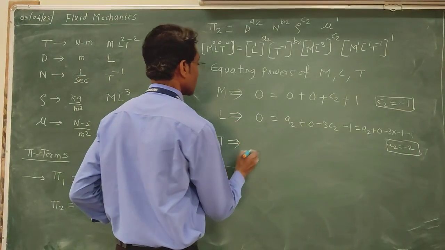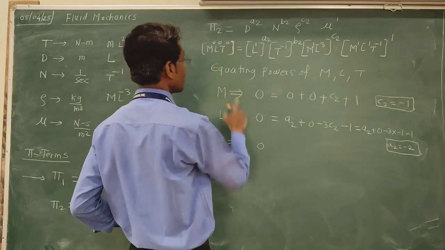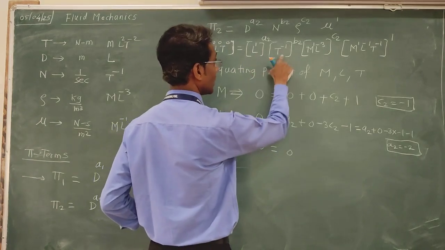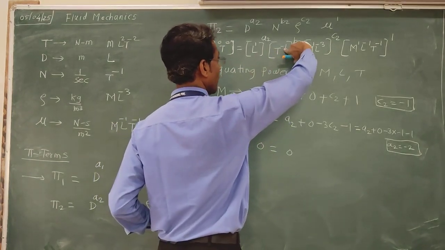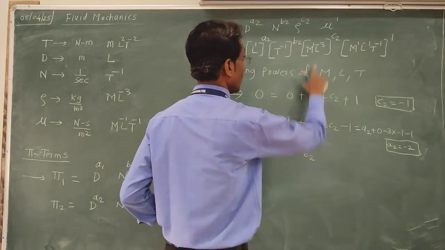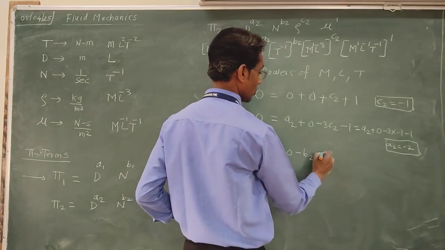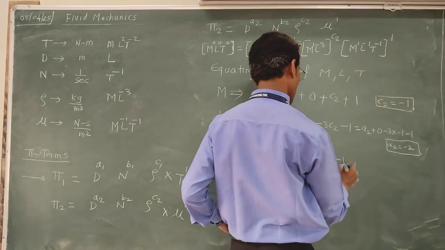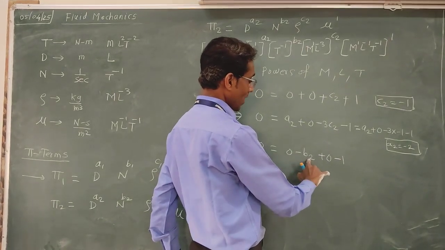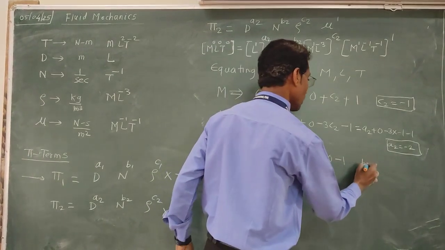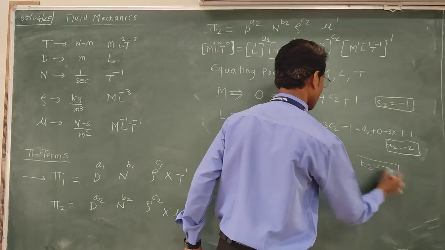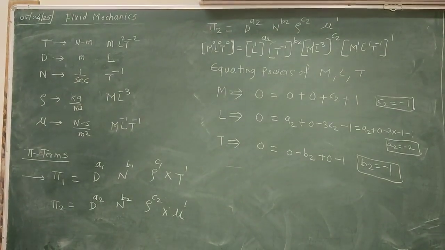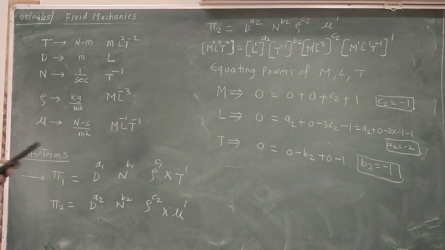For the T term, the left side is 0. On the right side, T is not present in the first term, so 0. Here T raised to minus 1 into b2 means minus b2. Here T is not present, so 0. Here T raised to minus 1 into 1 gives minus 1. Solving this, we will find b2 is equal to minus 1. So we got the values of a2, b2, c2.